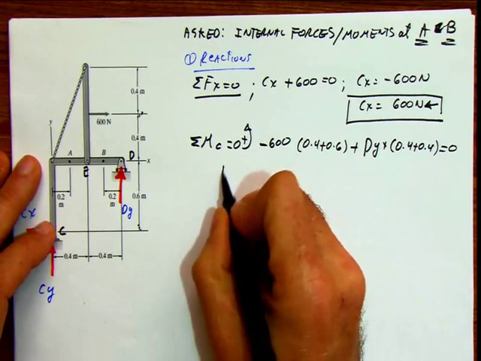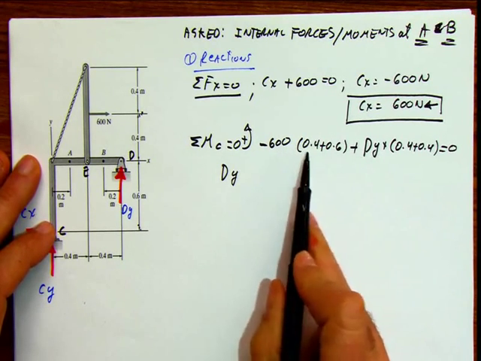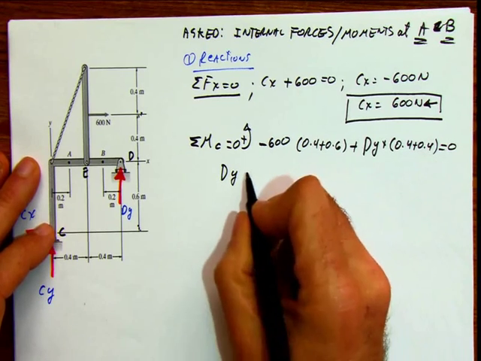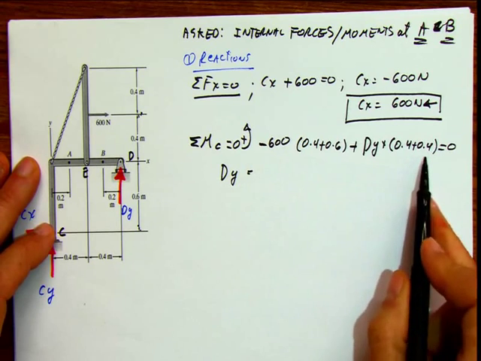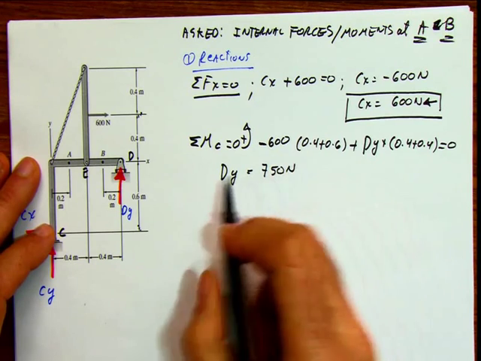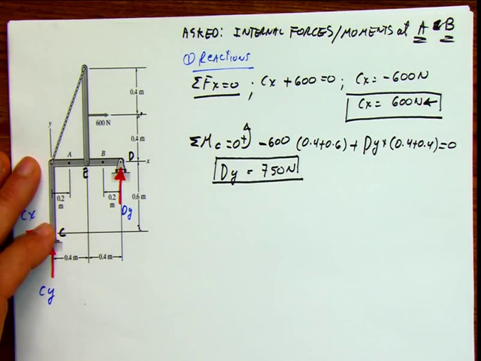And from here, you can solve for Dy. You just pass this to the other side. You're going to have 600 times 1 is 600 divided by 0.8. Yes, that's 750 Newton. From time to time, remember, every time that you box a result, put the units.